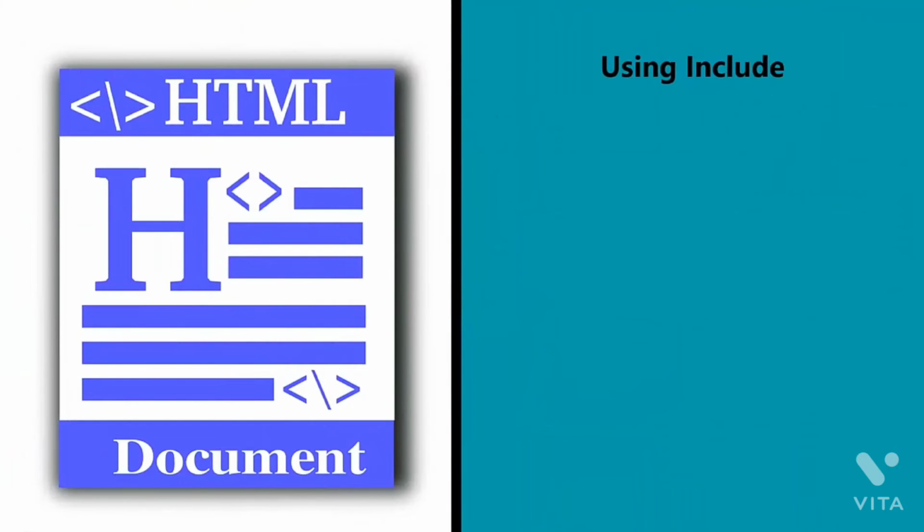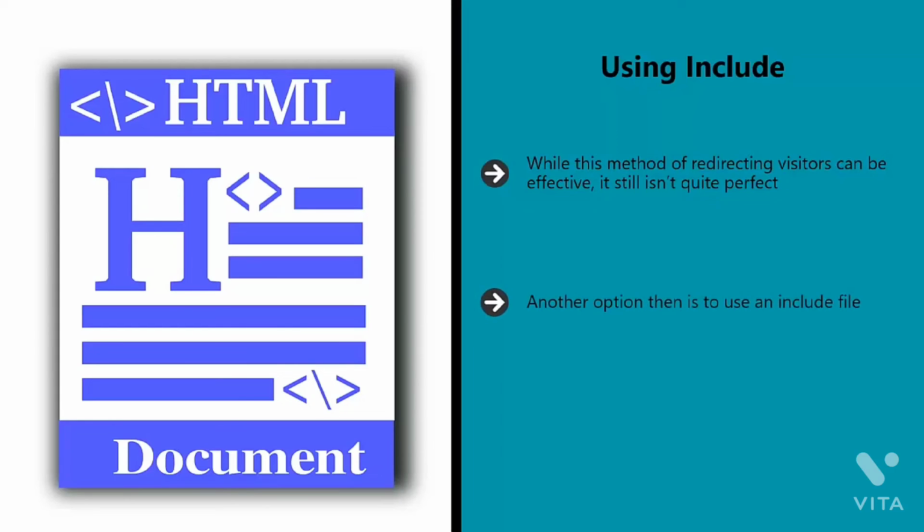Using include. While this method of redirecting visitors can be effective, it still isn't quite perfect. You still have two different types of web pages, which could potentially confuse results. The URL in the address bar will be different, for example, which could result in action from Google, more on this in a bit, and which could confuse your users. Another option then is to use an include file. This basically means that the page will populate itself with content from another page, allowing a blank template to become your new version of the page.